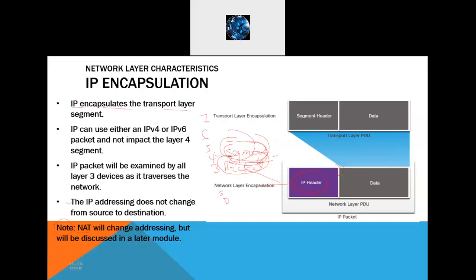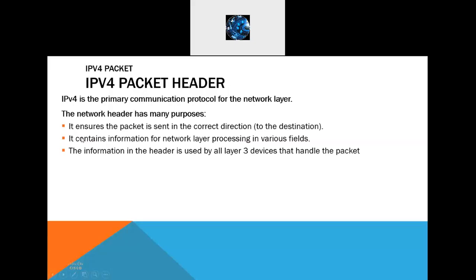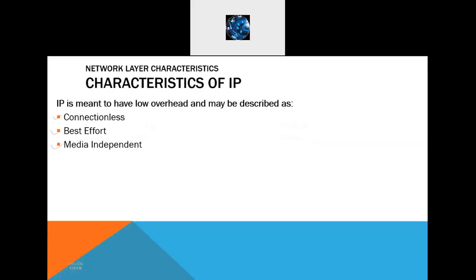So at layer 3, my message is called a packet. An IP header is added. So what is in the IP header? Source IP address and destination IP address. Those are the things I have in my header. Now look at this, this is also important for theory. IP is meant to have low overhead and may be described as connectionless, best effort, media independent. What is the meaning of this? I will just explain that so that we can cover a lot.